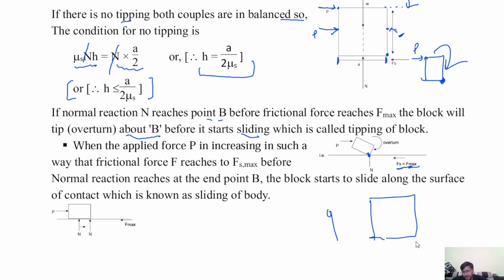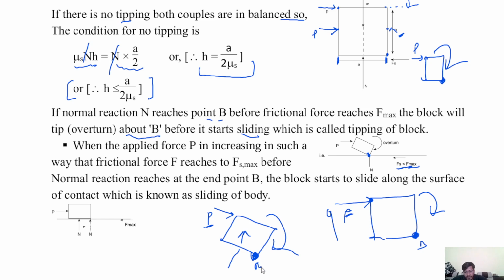So if here this is point B and the sudden force P is applied at this tip, this applied sudden force causes overturn at point B, because there is no chance for the normal reaction to counteract this force, means there is formation of an unbalanced couple by this P. This P overturns this block about point B. This normal reaction N shifts to point B, and this P force suddenly acts at this point and overturns this block. This overturn means tipping of the block.